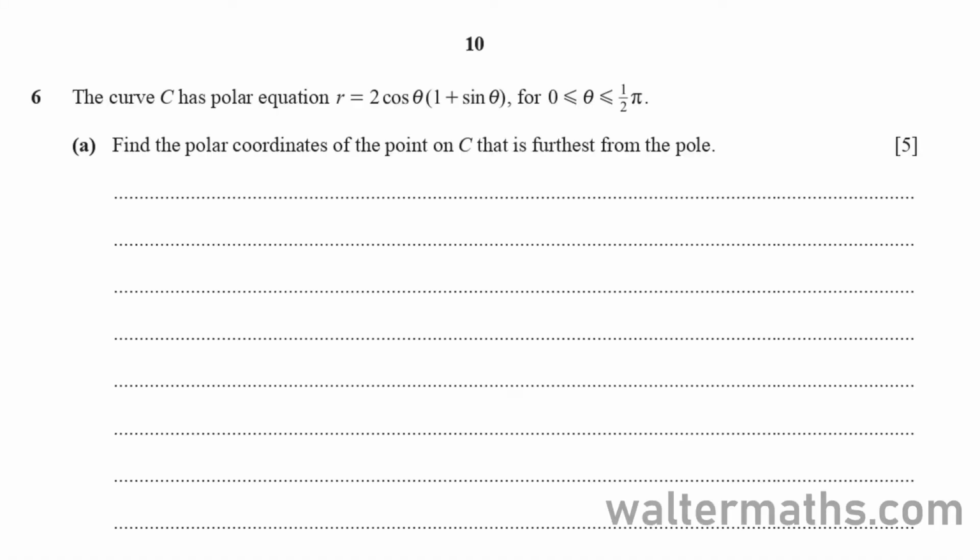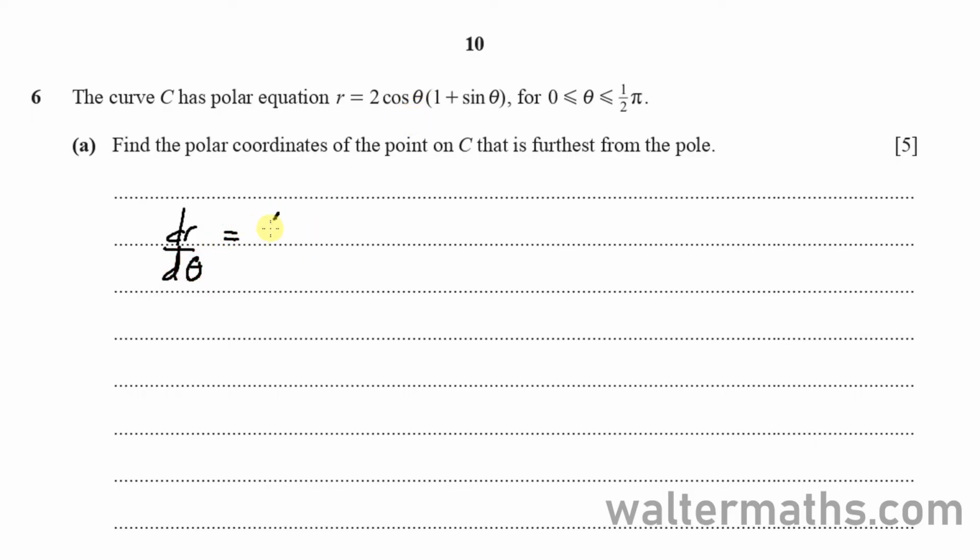Question number 6. The curve C has polar equation r is equal to 2 cos theta of 1 plus sine theta, for values of theta ranging between 0 and a half pi. So on A, find the polar coordinates of the point on C that is furthest from the pole. So we are saying here, for the point furthest from the pole, dr by d theta should be equal to 0. So here we're going to look for dr by d theta, and we're going to use the product rule.